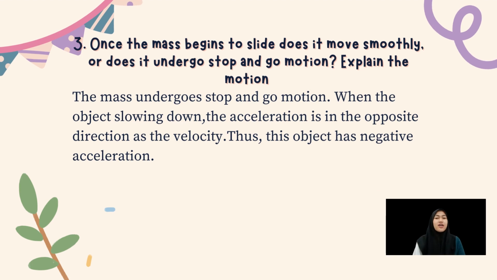Number 3. Once the mass begins to slide, does it move smoothly or does it undergo stop and go motion? Explain the motion. The mass undergoes stop and go motion. When the object is slowing down, the acceleration is in the opposite direction to the velocity. Thus, this object has negative acceleration.